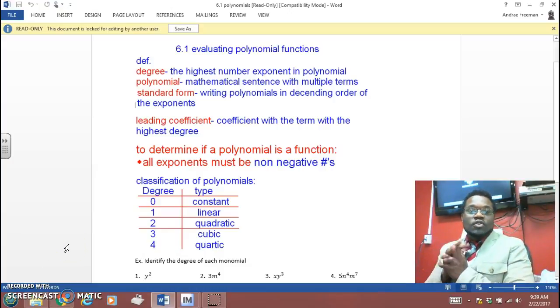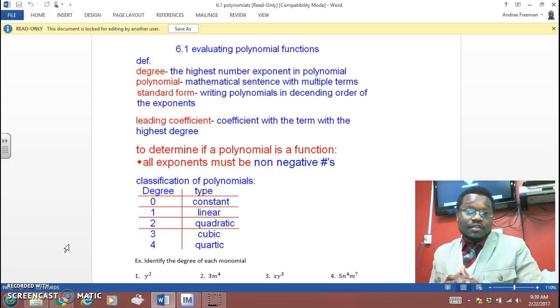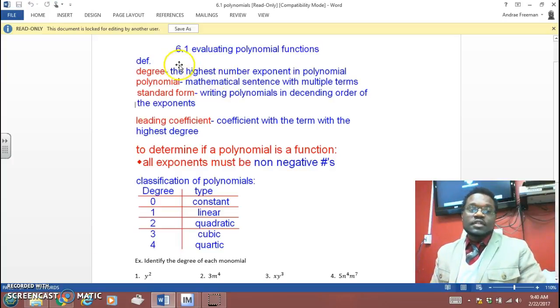These notes are on evaluating polynomial functions. Simply put, we're going to be able to classify what a polynomial is, or what type of polynomial we have. All right, so let's get into it. Look at these definitions. Make sure you get these down.